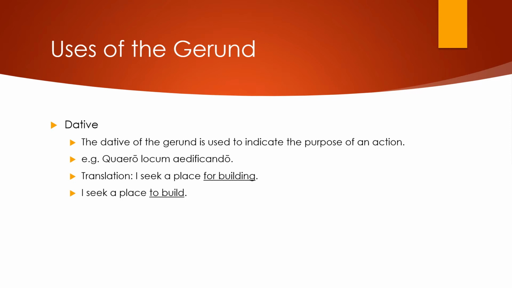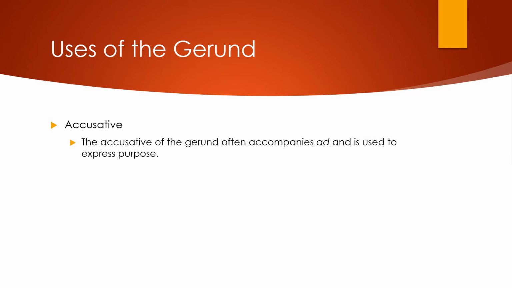Now, you'll notice below we have a second option on how to translate this. Sometimes we'll find a more natural translation of a gerund might not be to use the ing ending in English. Here we see the option of I seek a place to build. It's going to be especially true when we look at the accusative.